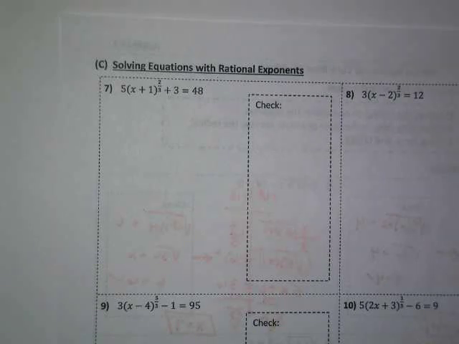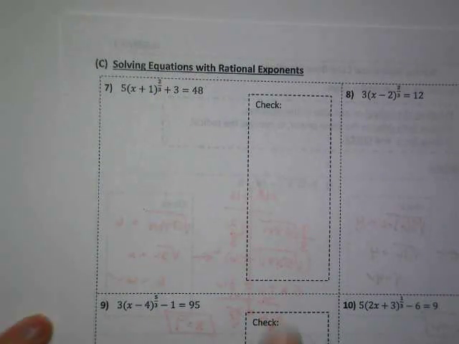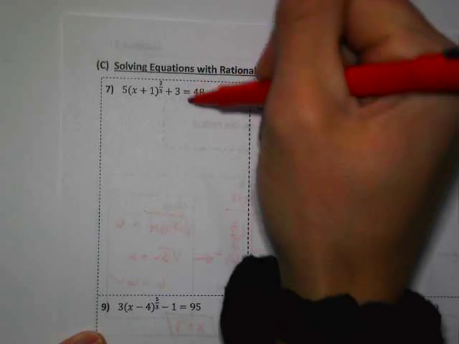We'll be finishing up solving the radical equations. Now on the back, if you notice, you have rational exponents. So we have fractions as our exponents. We're still going to reverse PEMDAS though.